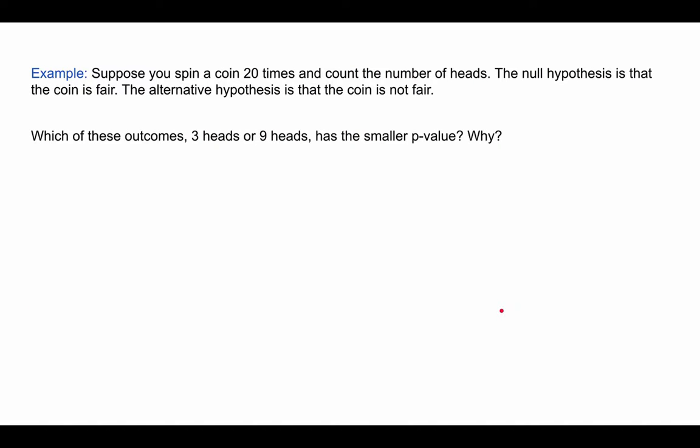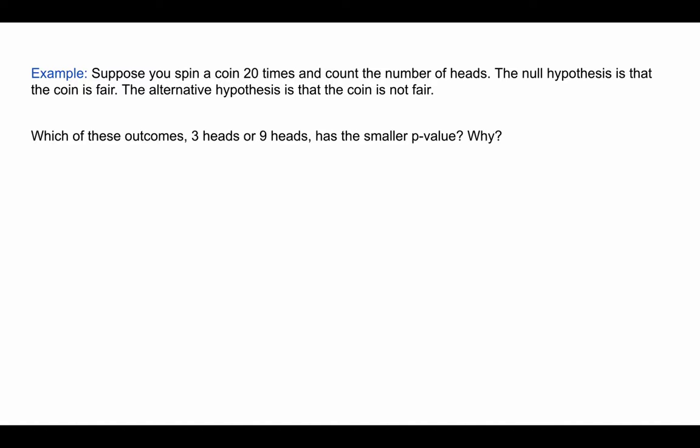So to get a better sense of this, let's suppose you spin a coin 20 times and count the number of heads. The null hypothesis is that the coin is fair, or we get about 50% heads. The alternative hypothesis is that the coin is not fair. Now, which of these outcomes, 3 heads or 9 heads, has a smaller p-value and why?